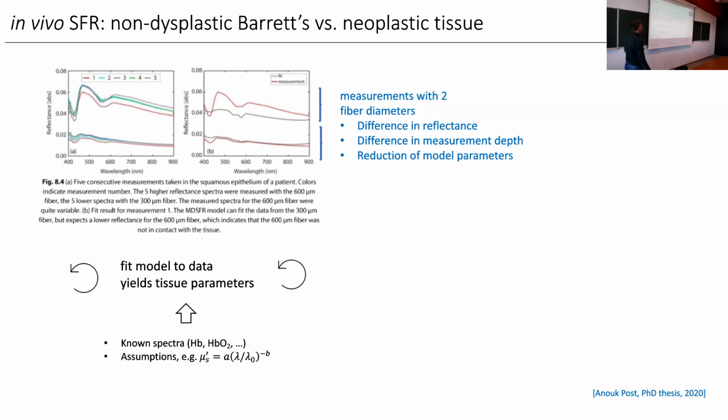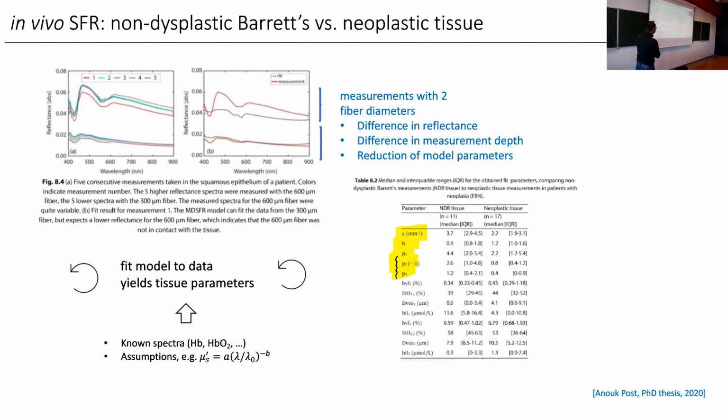What goes into this fit is, of course, the known spectra of hemoglobin, oxyhemoglobin, bilirubin, like I showed in the previous slide. And what will go in are some assumptions. One of the assumptions, for example, is that the scattering is a decreasing function with wavelength. So instead of fitting scattering coefficients at each wavelength independently, we can force such a model on it to make the fitting more stable.